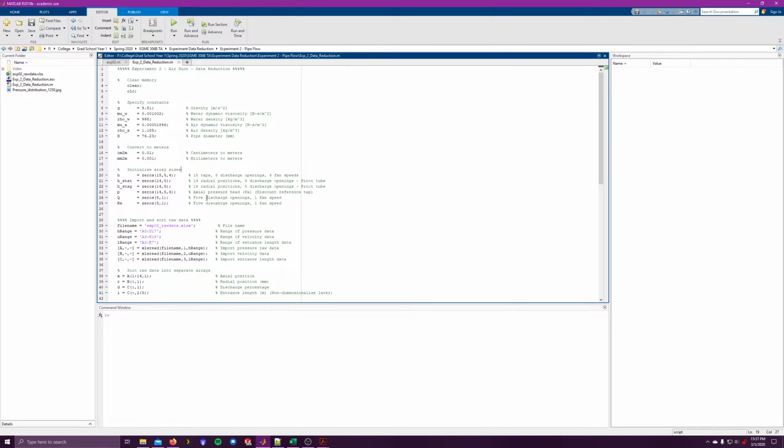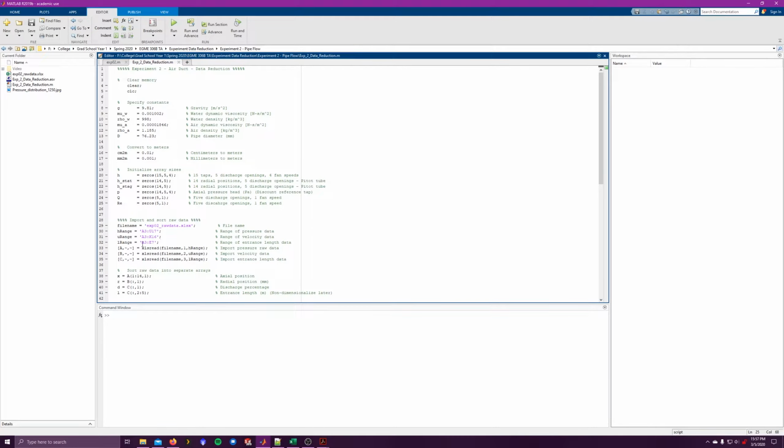Okay, and we're going to convert this later on to pressure instead of the head reading that we have in this line. The head was in centimeters of water, I believe, and for the pressure we need to convert that into pascals. Then we have Q, and that's our volumetric flow rate. For that, we only had one fan speed and we had 5 discharge openings. So we have 5 discharge openings and 1 fan speed, and that's going to be the same for the Reynolds number.